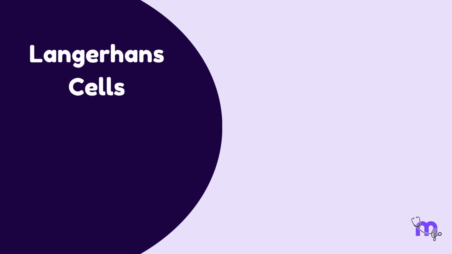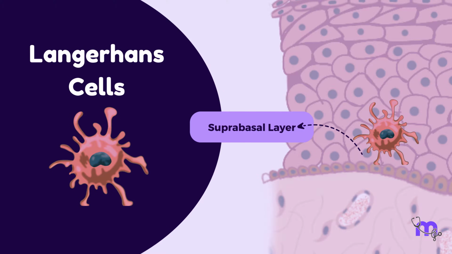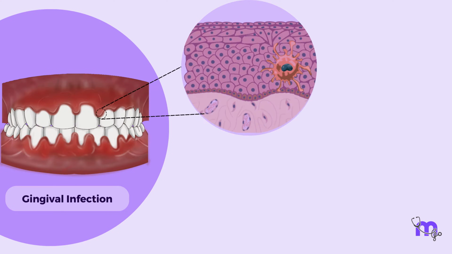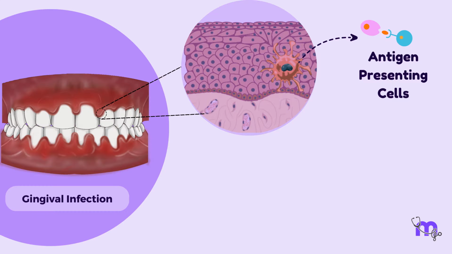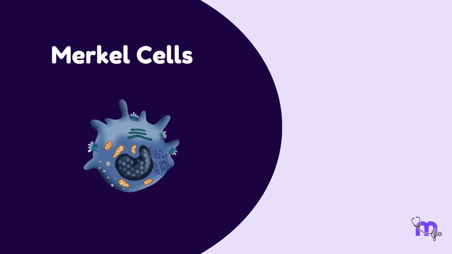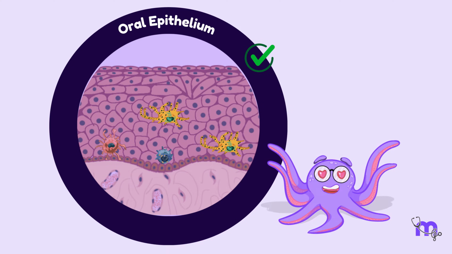Moving to Langerhans cells, these dendritic cells located at the suprabasal layers play a crucial role in the defense. So, what do we mean by that? If you have an infection, these cells will act as your antigen presenting cells. Langerhans cells contain large granules called Birbeck granules. Lastly, we have Merkel cells, specialized sensory cells found at the base of the rete apex. That wraps up the oral epithelium. How intricate is the world of gingival anatomy?